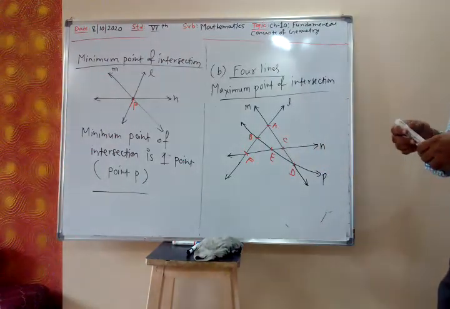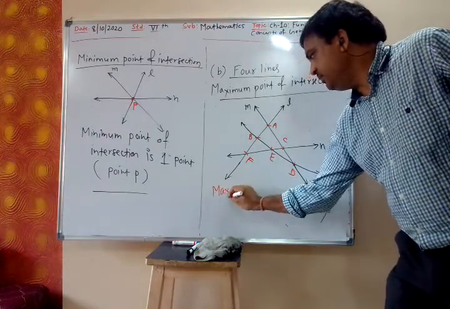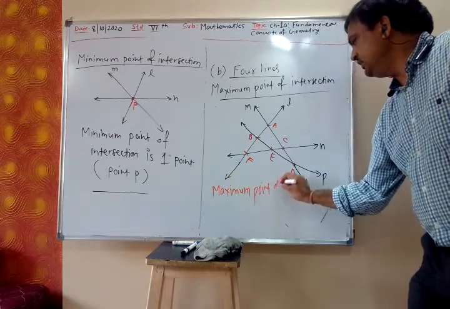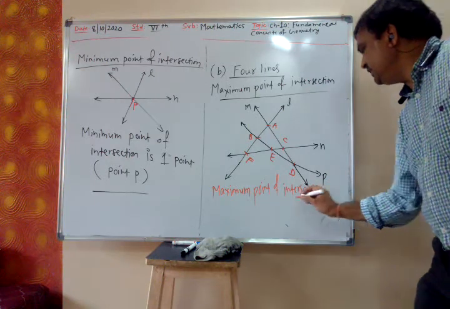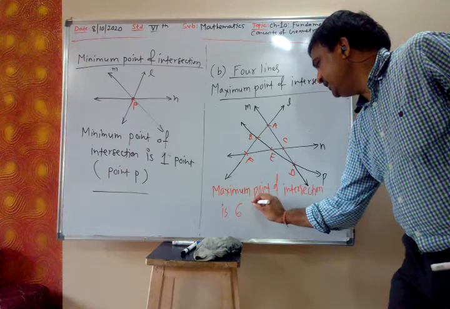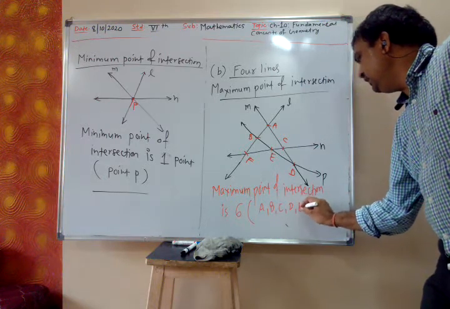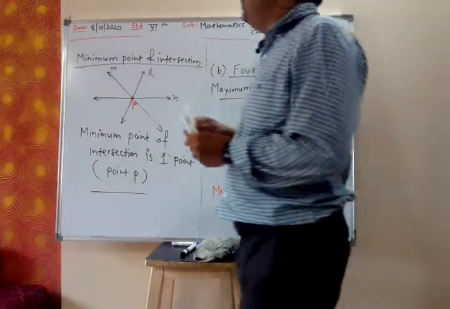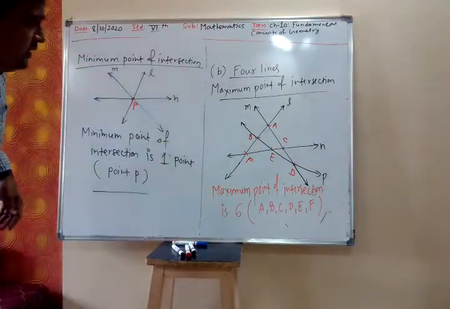So write: maximum point of intersection is 6. Is it clear? Maximum point of intersection is 6. What are the 6 points? A, B, C, D, E and F. Those red color points are nothing but the points of intersection.